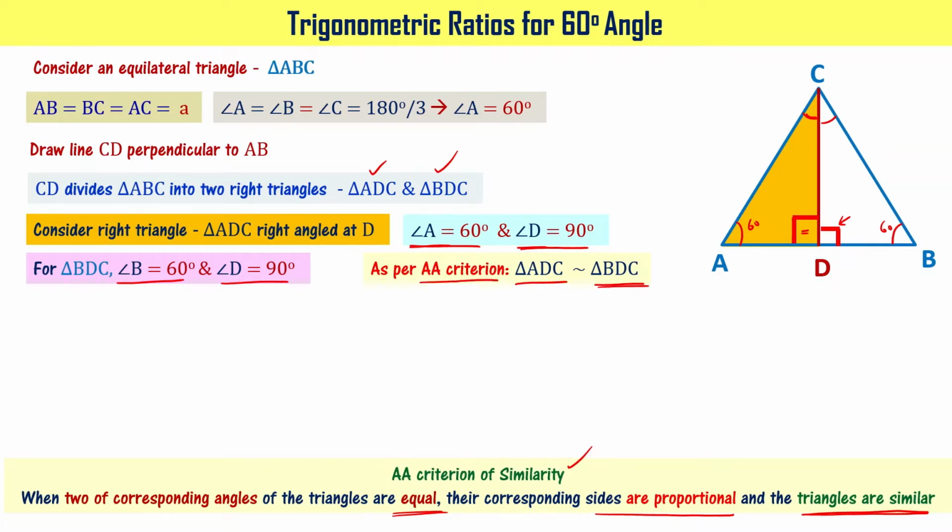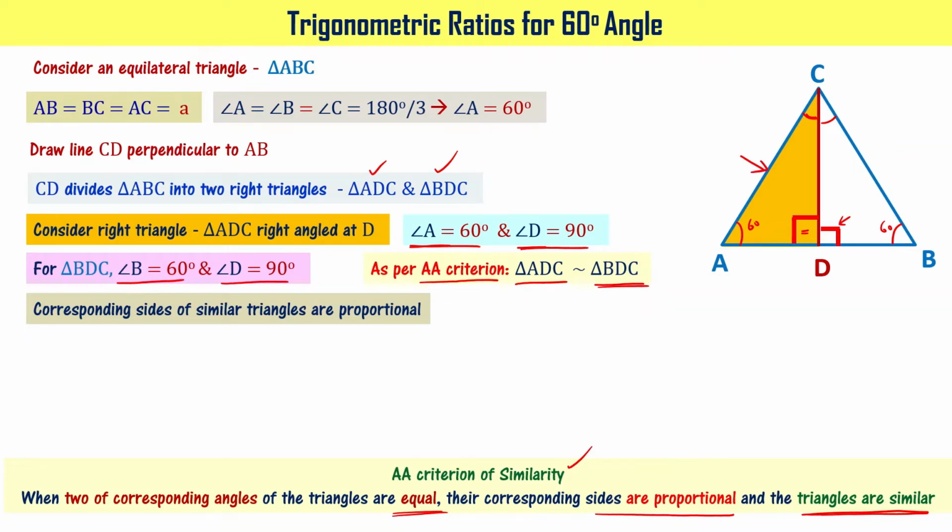We know that based on the basic proportionality theorem, when two triangles are similar, the corresponding sides are going to be proportional, right? What are the corresponding sides? Here AC is the hypotenuse of this triangle and here BC is the hypotenuse, right? And AD is the base and BD is the base for this triangle. And CD is the height for this triangle and CD is the height for this triangle also, right? Now we know what the corresponding sides are.